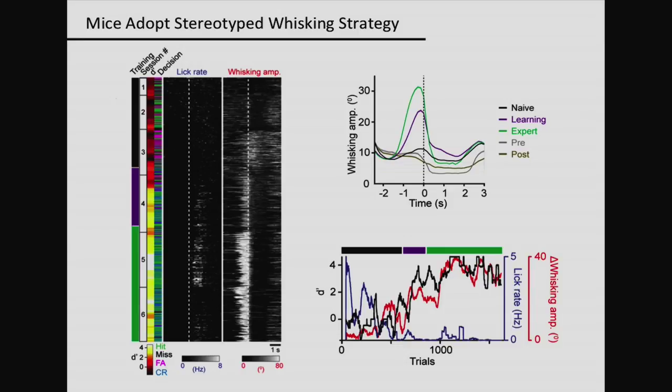This anticipatory whisking is due to the fact that there are sound cues that notify the animals that the texture is coming, so the animal becomes alert and starts to whisk in anticipation of it. You can see here that this increase in anticipatory whisking correlates very well with the animal's performance. Also, when the animals are not engaged in a task in pre- or post-training sessions, you don't see this high-amplitude whisking. So it's very much a task engagement effect.